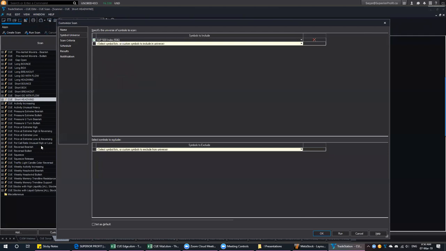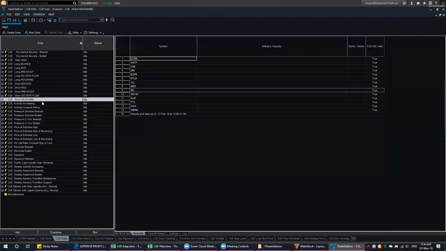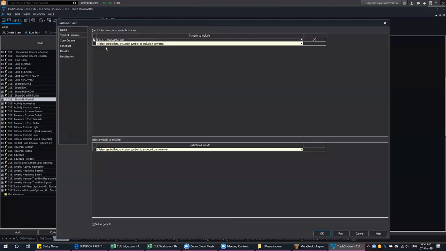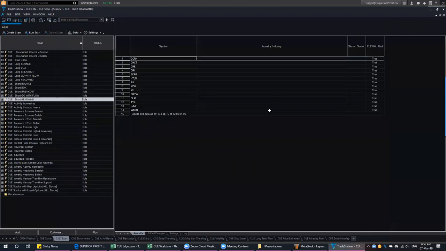Now you have to do it for all the other scans. That is not efficient. In Q systems, we are always looking for efficiency. So I'm going to cancel it. I'm going to double click again. That is why we created a symbol list called Q scan symbol list. All we have to do now is change that symbol list. There are multiple ways of doing that.